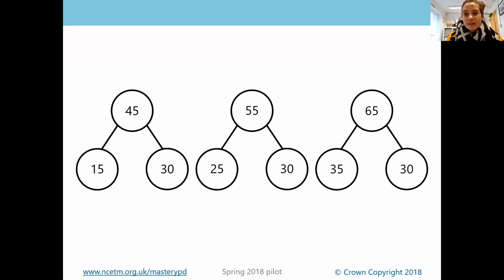What do you notice about this one? Pause the video now. Excellent. Okay, so again, we've got our tens digit getting greater every time. Our ones digit is staying the same. And this time on the right-hand side, the right-hand part, we've got 30 in every part.